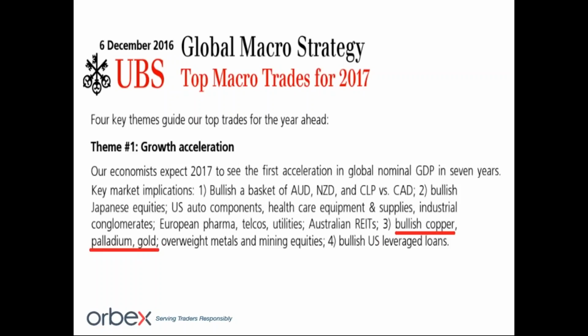The reason why I put this here is because we've got stock traders too. It's important for them to consider what would be good industries or sectors to concentrate on. Here it says auto components, healthcare equipment, supplies, industrial conglomerates, and everything else. European pharmaceuticals, telcos, all this kind of thing. But we want to look into the number 3 area. Let's look into theme number 2 and see what we could gather from there.